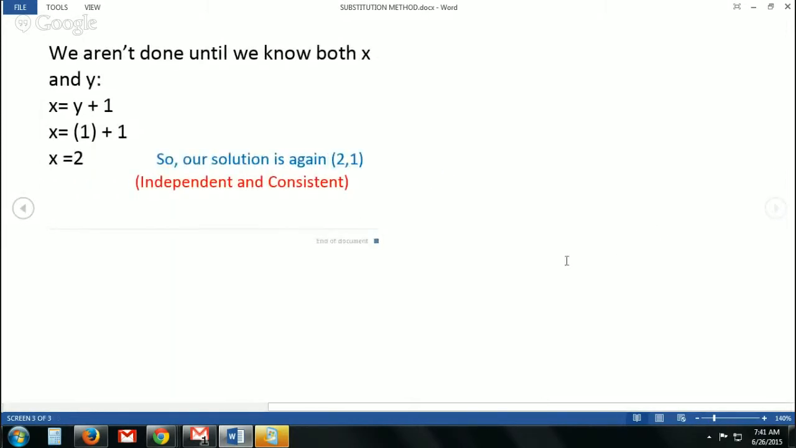So let's see if we can figure out what x is by going back to where we had solved for x before, and put the 1 that we just found in the place of y. 1 plus 1 is 2. So our solution is 2, 1 again. Remember, since it's two lines that have crossed in one point, we say that our solution is independent and consistent.